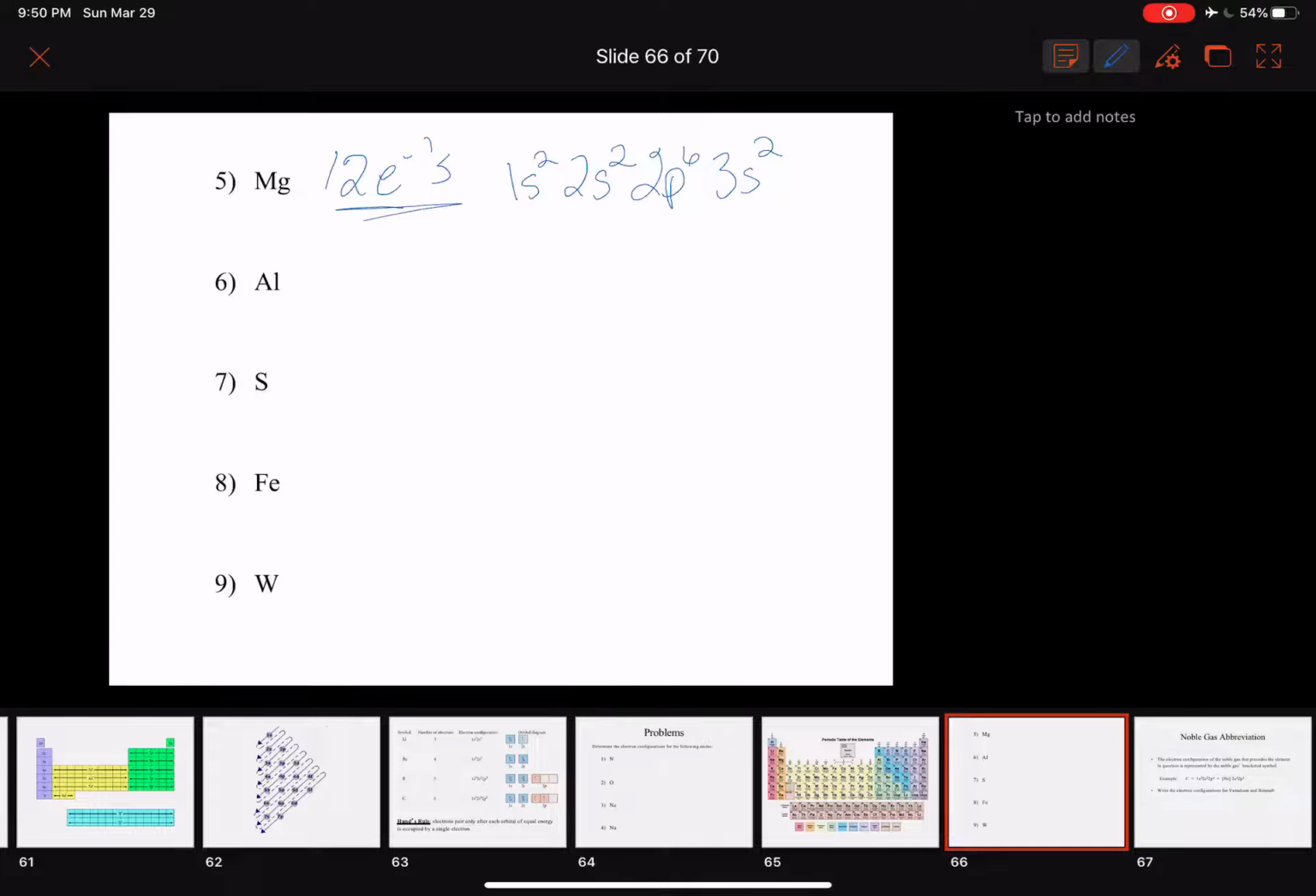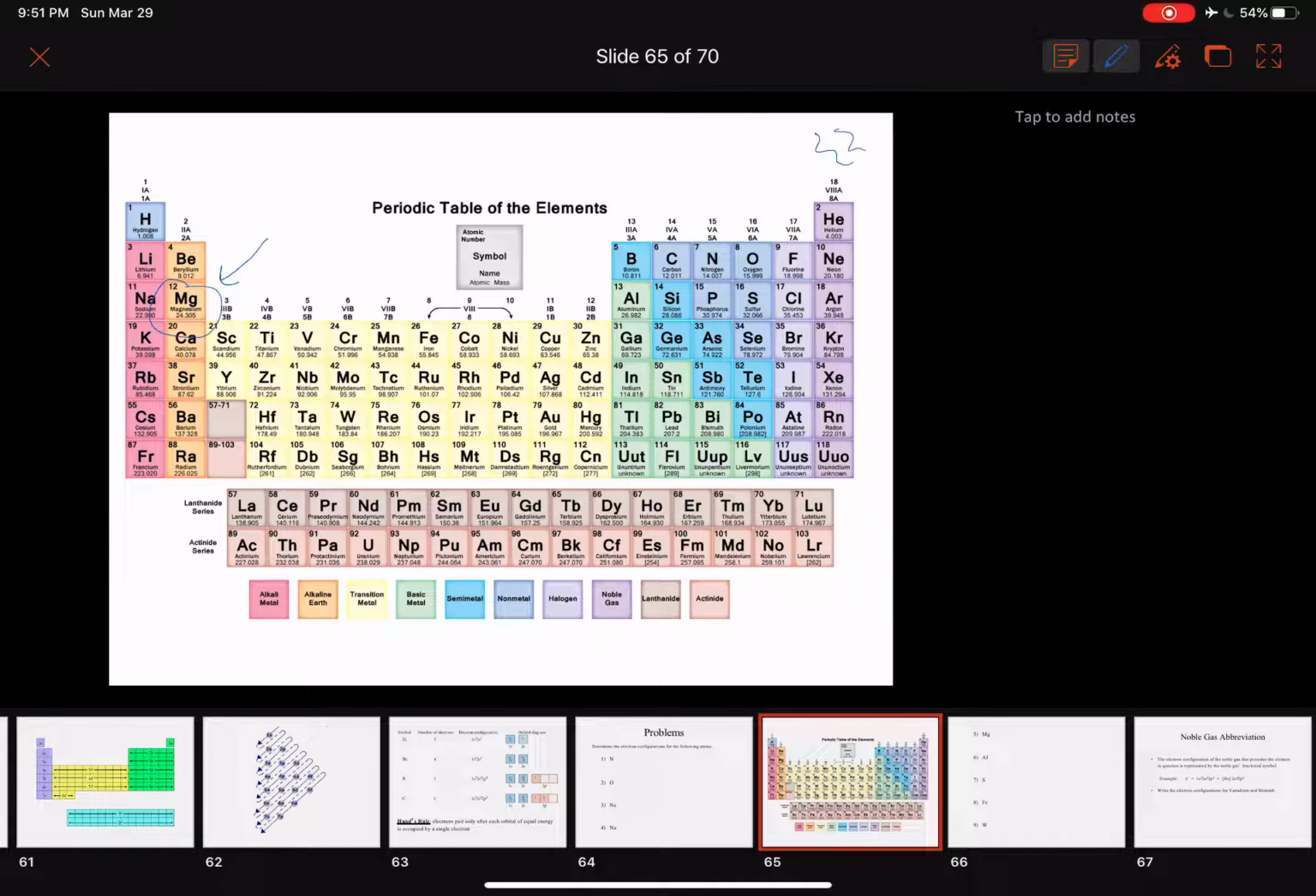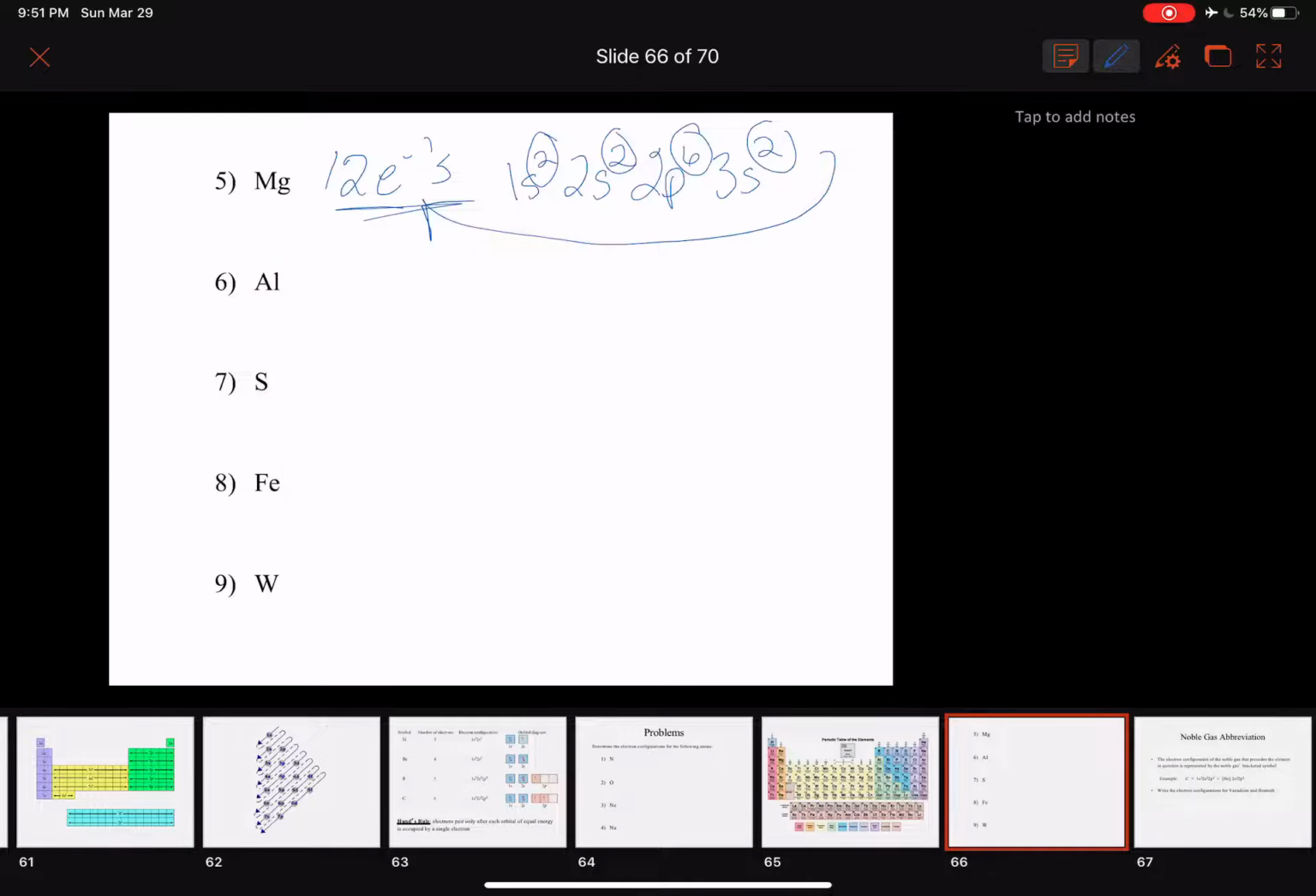And if you add up all the electrons, 2, 2, 6, and 2, you'll see that that is a total of 12. So the electron configuration for magnesium is 1s2, 2s2, 2p6, 3s2. On to aluminum. So aluminum is right here. So there are 13 protons and 13 electrons. So that's one more than magnesium has. So there's 13 electrons here.